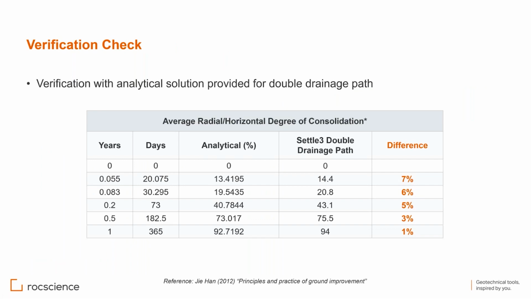This is a verification check with analytical solutions provided for a double drainage path. Double drainage path means you'll have a permeable layer for the stone column, so there will be drainage in both directions. You'll see that there is a good agreement between the Settle3 analysis results and the theoretical analysis results.